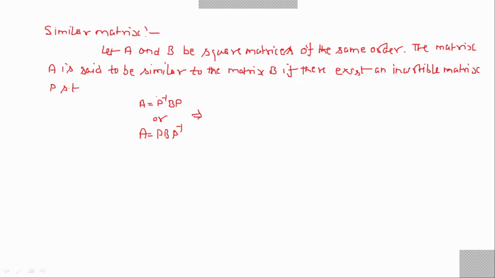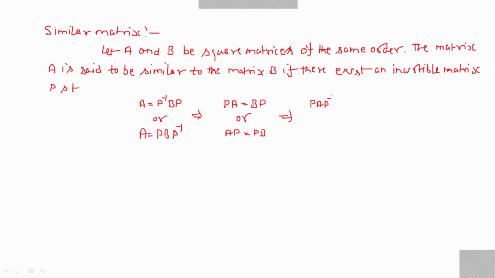Now if you take this first equation, A is equal to P inverse BP, and pre-multiply both sides by P, then you will get PA is equal to BP. Or in the second equation, if you post-multiply by P, then you will get AP is equal to PB.